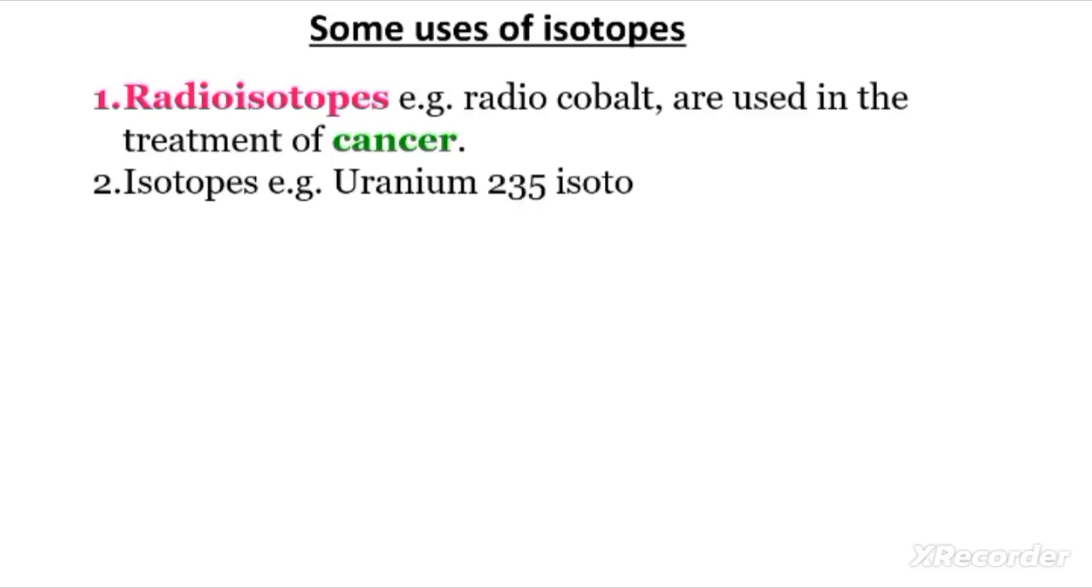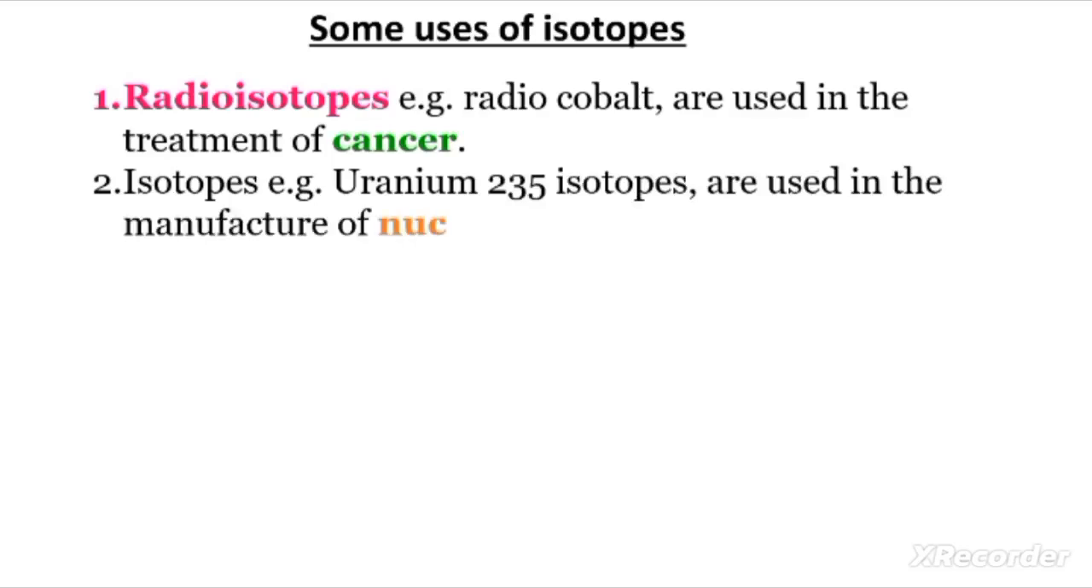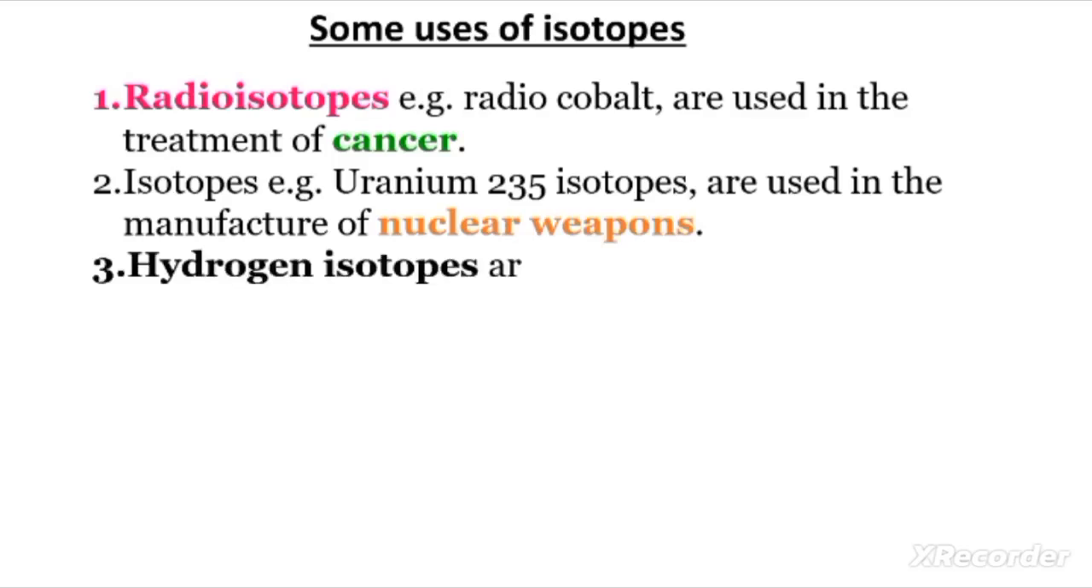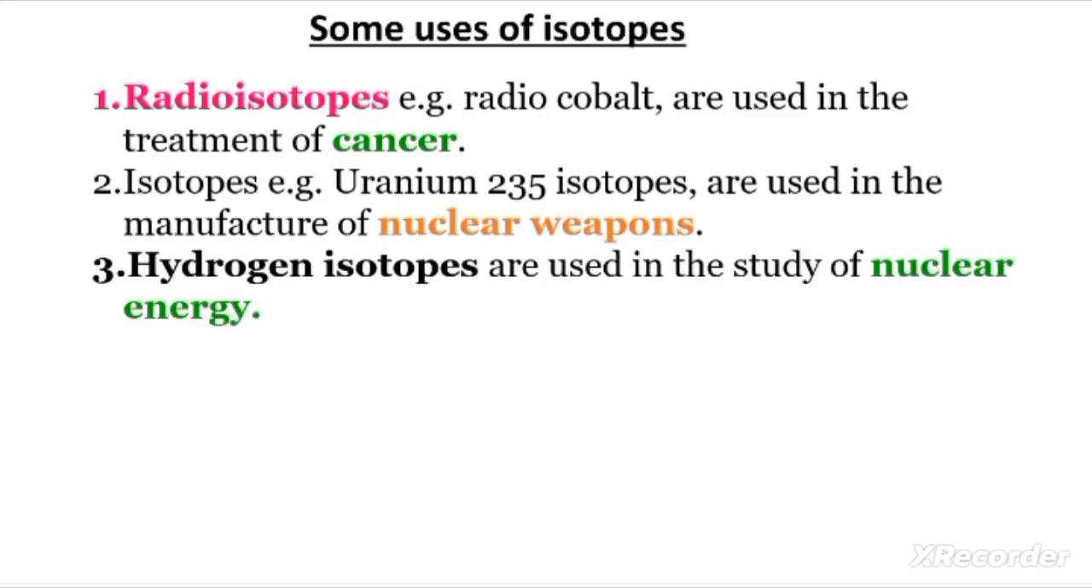Isotopes like uranium-235 are used in the manufacturing of nuclear weapons or nuclear bombs. Hydrogen isotopes are also used in the study of nuclear energy.